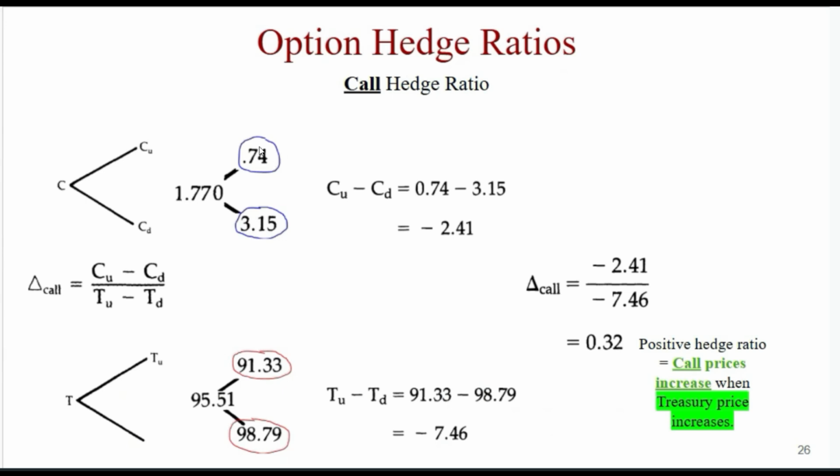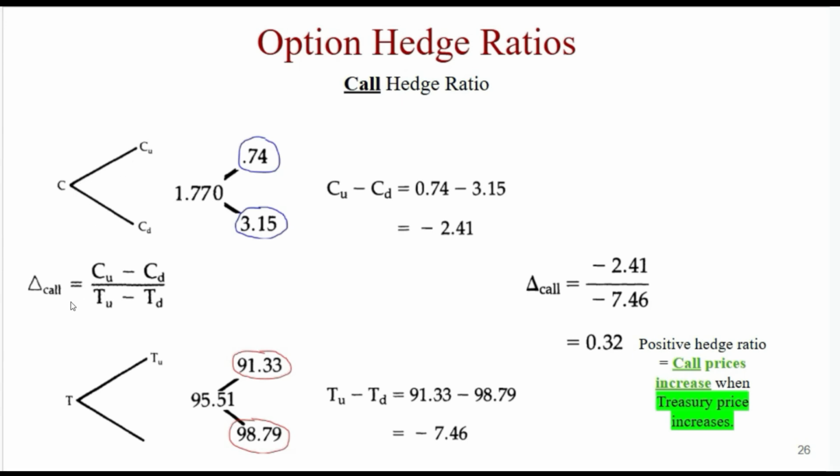So now that we have our underlying bond prices as well as our option prices, we can easily calculate the option hedge ratios. Bond option investors want to see how much option prices change in response to changes in the price of the underlying bond. This relationship is measured by the hedge ratio. Once we have the hedge ratio, we can calculate the number of options we need to hedge our Treasury bond position. So let's look at the hedge ratio for a call 1 year from today.